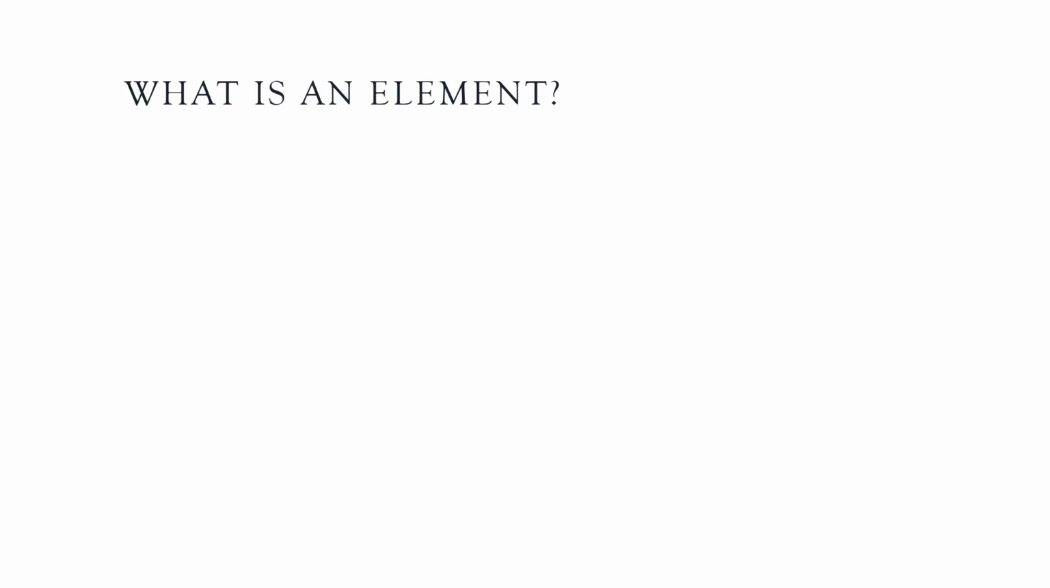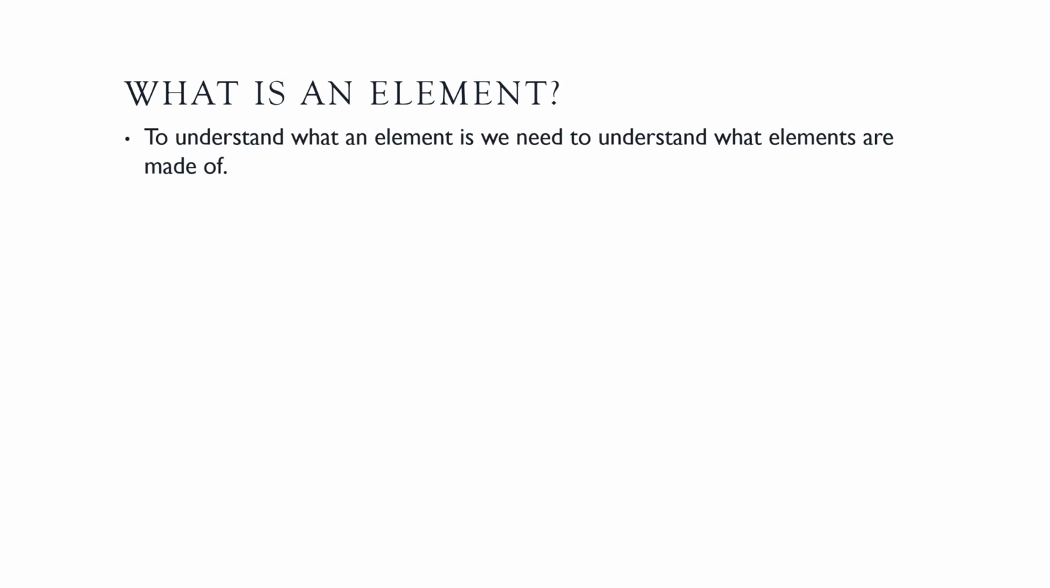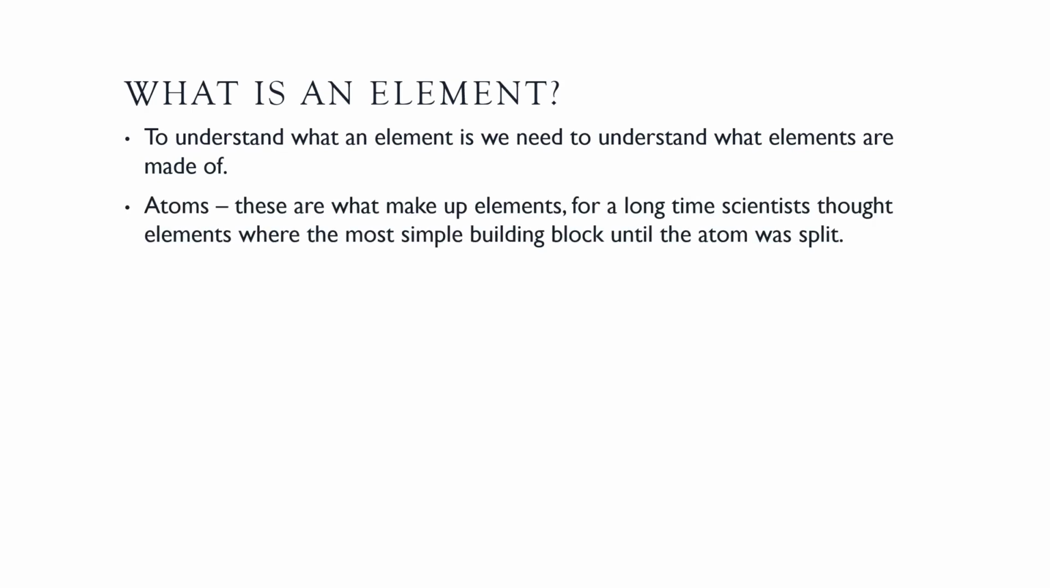This is really important in chemistry because elements form the basis of pretty much everything that we do. So to understand what an element is, we need to understand what they are made up of, and elements are made up of atoms, and atoms for a long time were the smallest thing scientists thought that we had. This was until the atom was split.